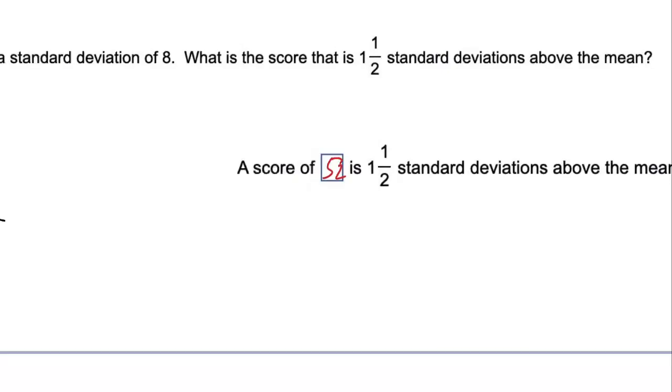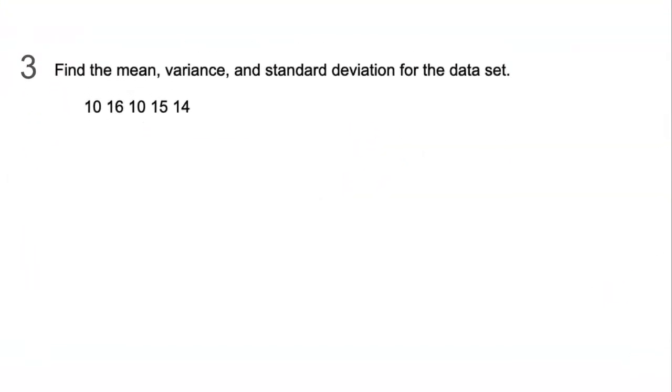Okay, let's do the nitty-gritty one. Now find the mean, the variance, and standard deviation of my data set. We have 10, 16, 10, 15, and 14. When you do these, ideally it's always best to go from least to greatest, but we don't necessarily have to. It's recommended, but we'll skip it. So the mean, does anyone know how to find the mean? I said it yesterday.